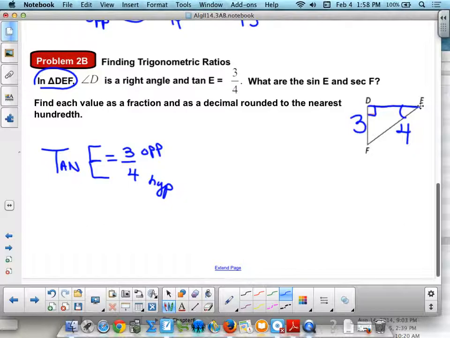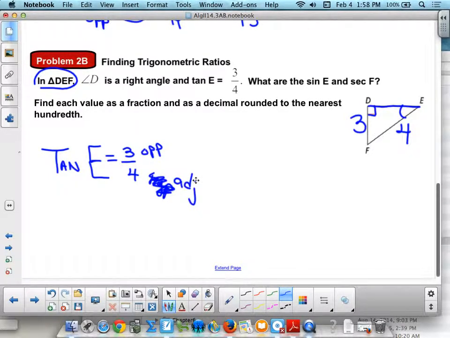What's that side? You think it's 5? You've got to do the Pythagorean theorem. I did something wrong and you guys didn't catch me. Tangent is not opposite over adjacent. You guys didn't catch me. That was my fault.